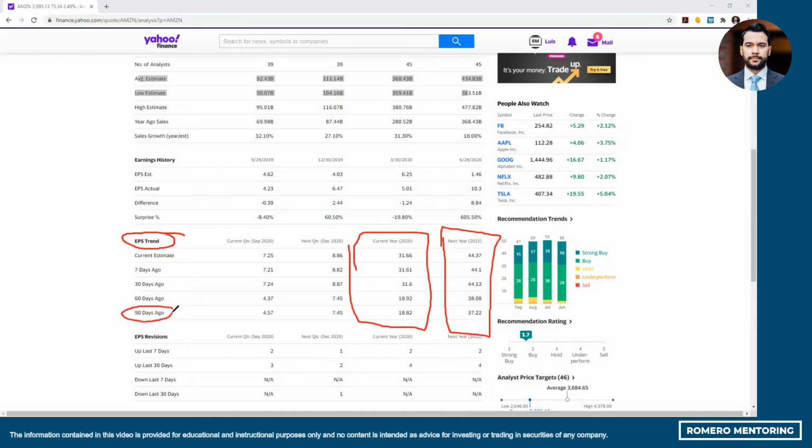Look here, 90 days ago, earnings per share for 2020 was expected to be $18.82. 60 days ago, that number increased by 10 cents, to $18.92. But look at what happened over the last 30 days. That number is up significantly. It went from $18.92 to $31.60, then increased to $31.61 and then $31.66. So analysts are raising their guidance on Amazon. This is a very strong signal that the fundamentals of Amazon in this current economic environment are strong.